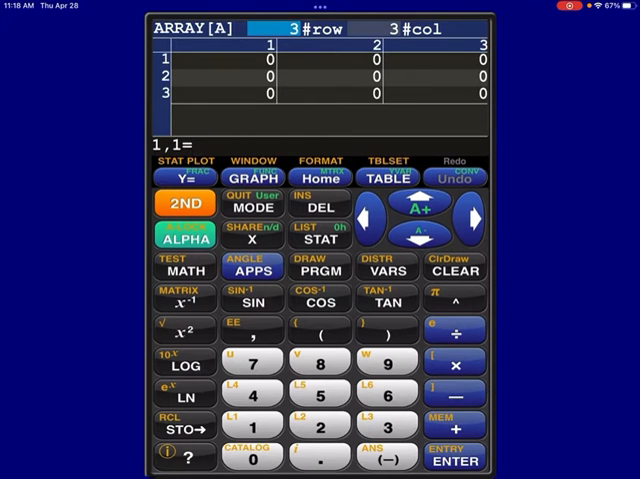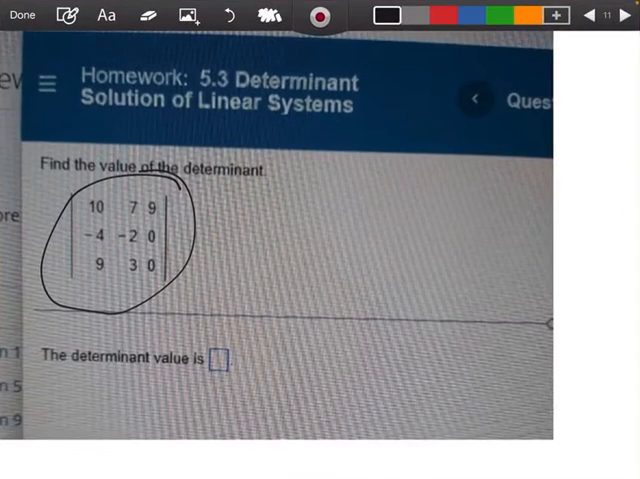So it's going to ask me, okay, what is the 1-1? The 1-1 is right now, I know there's a bunch of zeros, but it's the one in the upper left-hand corner. So it's asking me, what's the number in the upper left-hand corner? Well, the number in the upper left-hand corner is 10. So I'm going to enter a 10 in there. I'm going to hit enter.